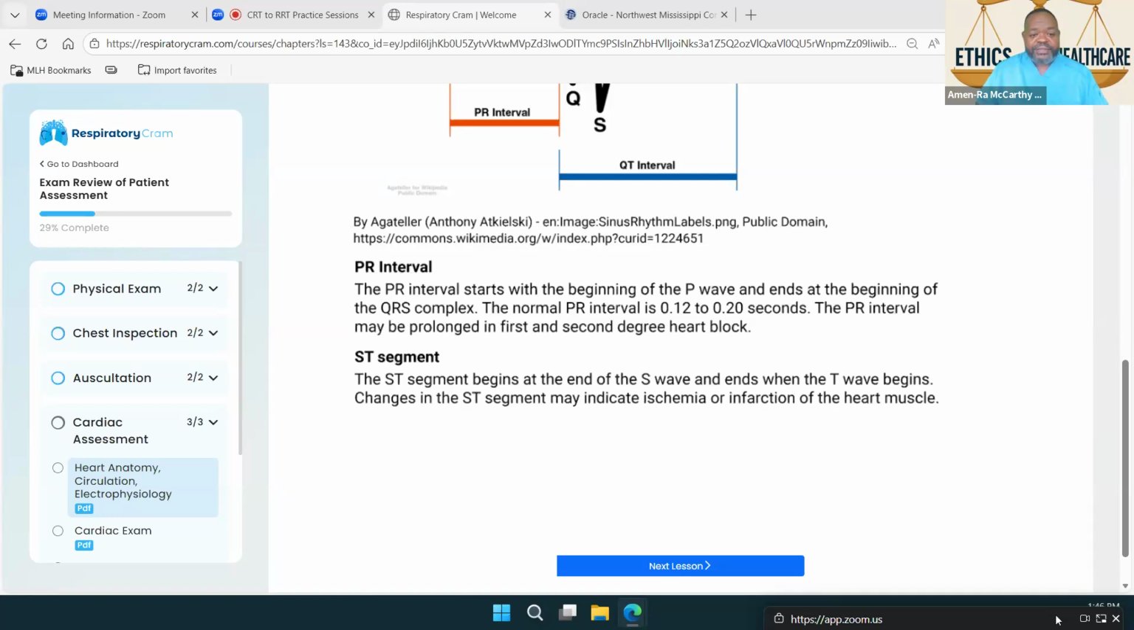ST segment. The ST segment begins at the end of the S wave and ends where the T wave begins. Changes in your ST segment may indicate ischemia or infarction of the heart muscle. Ischemia just means death, right? Death of the heart muscle or whatever area that's affected, right? Or infarction, which is a heart attack of the heart muscle. Okay?